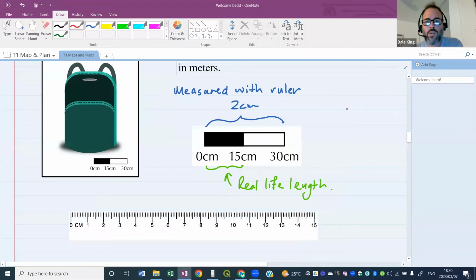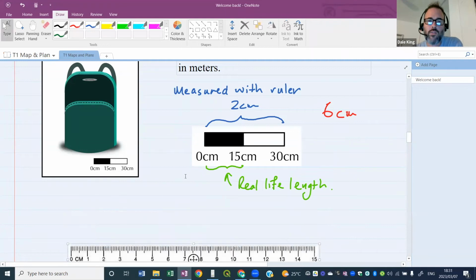Okay, so then here's a question. What if I went to my bag and I actually measured the bag's width? In fact, let's not do width, let's do length. What if I measured that the bag's length was 6 centimeters? Then what would the real life measurement of the length of the bag be? If my ruler length of the bag is 6 centimeters, what would the real life measurement of the length of the bag be? Who can tell me?